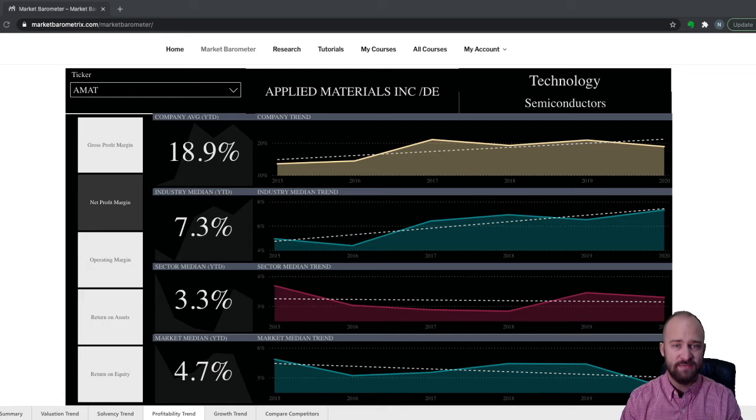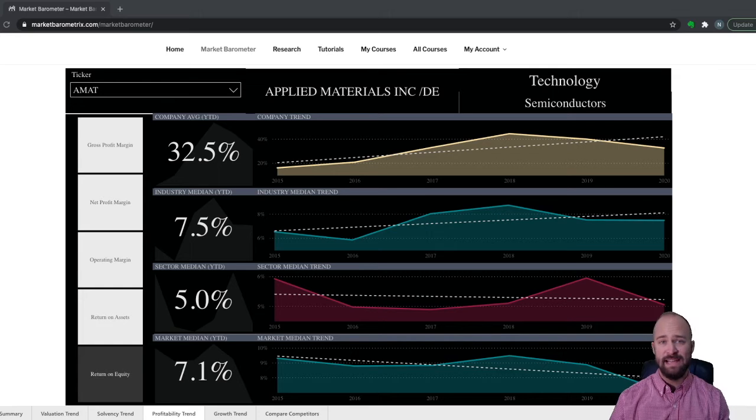Well, if you guys have been watching this video series sequentially, you'll know that we already looked at the solvency of Applied Materials. And when we looked at that, we saw that Applied Materials was utilizing more leverage. It sources a greater proportion of its capital funding from debt than from equity. And we measured that through the debt to equity and debt to assets ratios from the solvency trend tab of the Market Barometer. Now, capital funding sourced from debt is generally more cost effective for a company than capital funding sourced from equity. So Applied Materials' higher relative debt levels is allowing it to produce a higher return relative to its assets and its equity than its industry sector and market peers, but at the cost of increased risk.